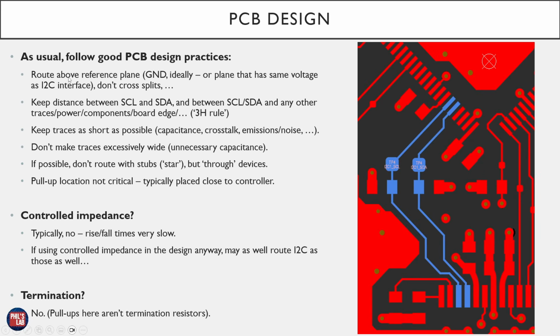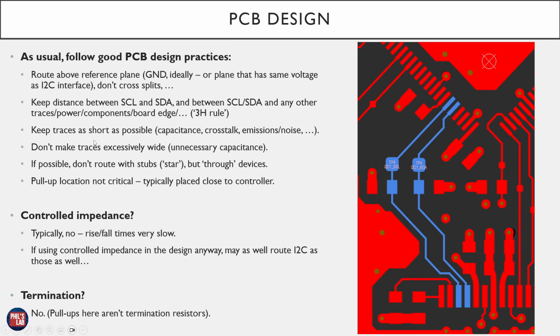So make sure our I2C SCL and SDA lines route above a reference plane, ground ideally, or a plane that has the same voltage as, for example, the I2C interface. We don't want to cross splits. Keep distance between the SCL and SDA lines, so don't hug them together or route them as if they were a differential pair. And keep space between the SCL and SDA lines and any other copper, so that's traces, power nets, components, the board edges, and so on. And that's our typical 3H rule, so keep a spacing of at least 3 times the dielectric thickness to the closest reference plane away from any other components and so forth.